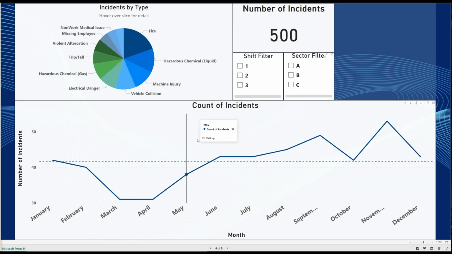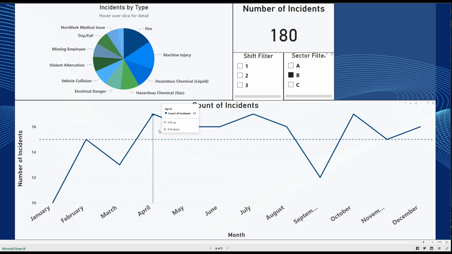Seeing that, it makes me a little curious. It makes me think, is there anything that rotates regularly around the industrial plant to different sectors? So that could be an employee, group of employees, tools, equipment, a particular safety manager. Is there anything that appears in Sector B in April that is not in Sector C?